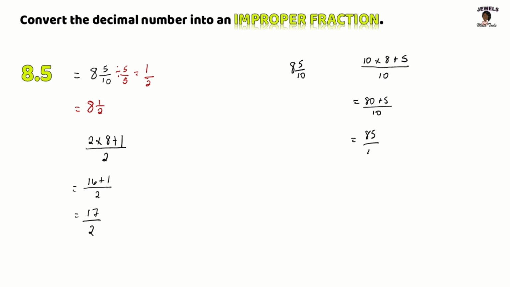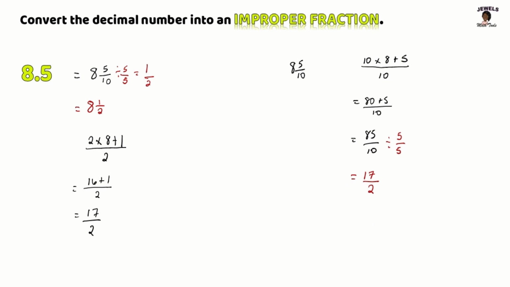85 tenths. So now that we have our improper fraction, it is not in its simplest form, so we're going to find the highest common factor that we can divide both 85 and 10 by. Both 85 and 10 can be reduced by dividing by 5. So 85 divided by 5 will equal 17, and 10 divided by 5 will equal 2.